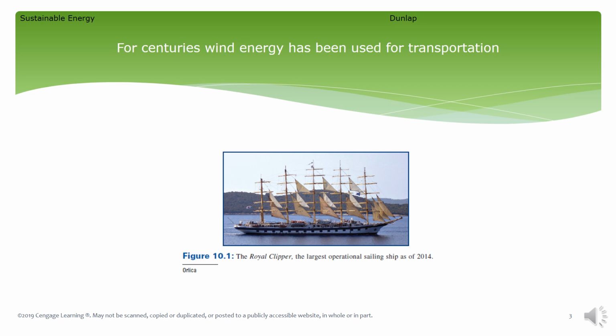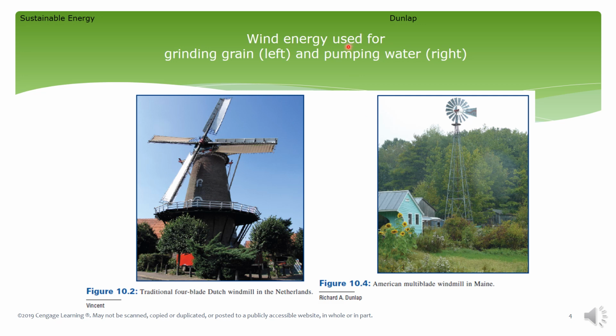For centuries, wind energy has been used for transportation. This figure shows one big sailing ship. Wind energy was also used for grinding grain on the left and pumping water on the right. This is a traditional four-blade Dutch windmill in the Netherlands, and this one is an American multi-blade windmill in Maine state.